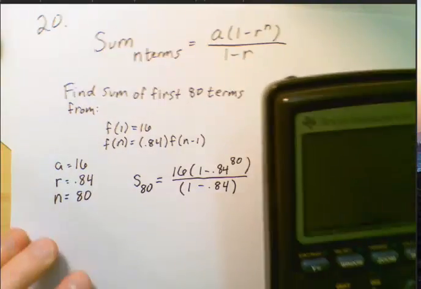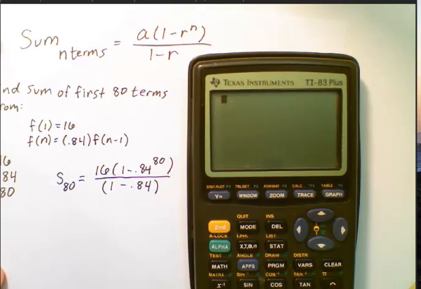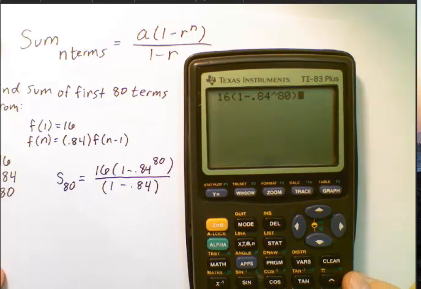So I'll get my calculator out. I'll move this over just a little bit here. So we're going to type in 16 times (1 minus 0.84 raised to the 80th power), and I'll put that in parentheses. Then we're going to just find out what that value is. So that's almost 16. Then I'm going to divide that. Just press divide and it'll give Answer divided by left parenthesis 1 minus 0.84 right parenthesis.